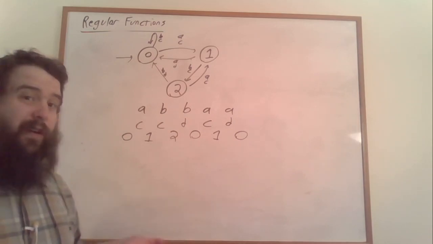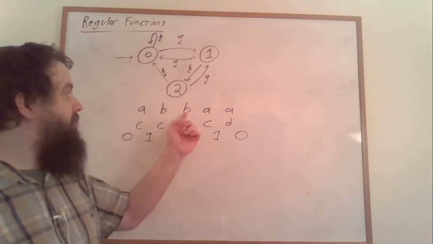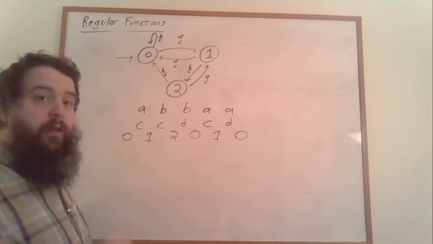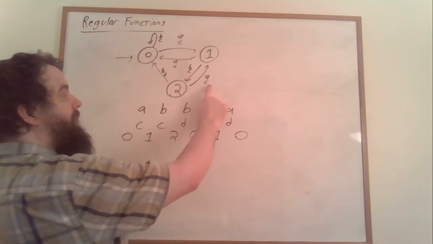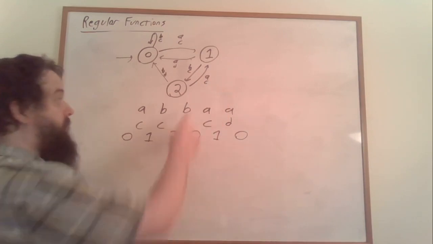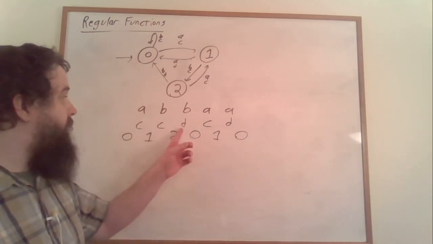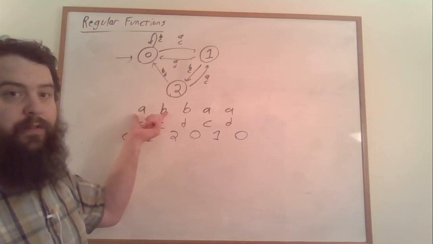Well, sort of. It's definitely the case that this D depends on this character here. If we changed this character to an A, right, if we're in state 2 and we read an A, we need to read a C, otherwise we'll wind up in the failure state. And so if this is an A, this has to be a C. So we can't determine this character just by looking at the previous characters.